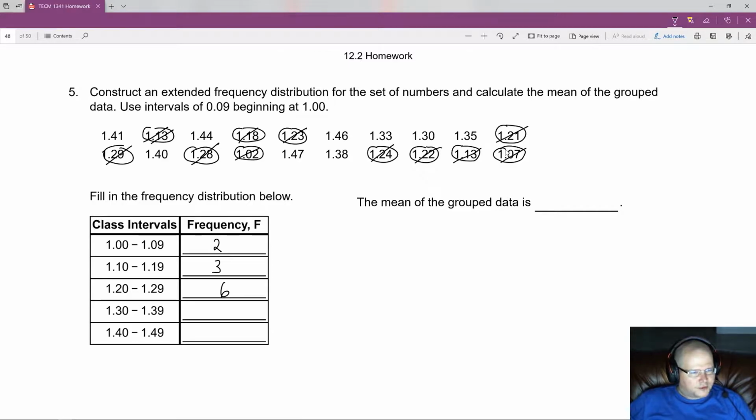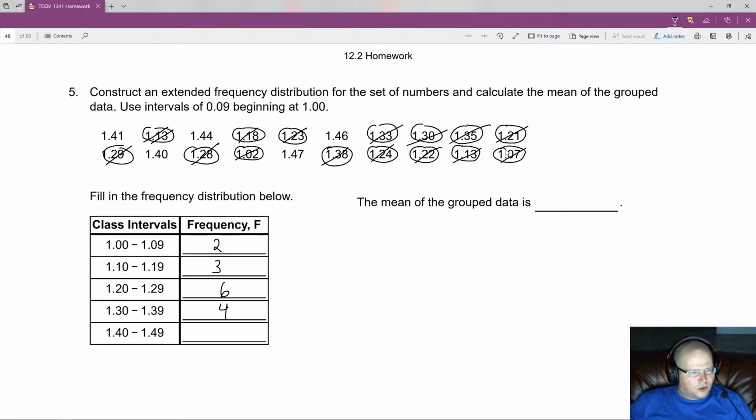Next, we're on the 1.3 to 1.39 situation. So we are going to start at 1.3, the bottom end of this, which is here. And then we are going to find all of them. 1.33 is here. 1.35, 1.38, 1.3, and that's it. All right, so it looks like we have 4 of those. So we don't want them anymore. We used these up.